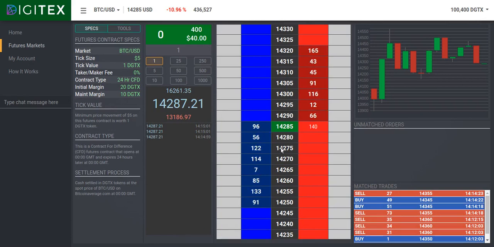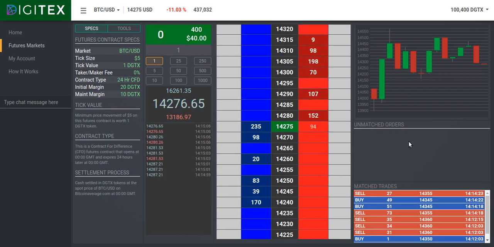And that's it. A nice, quick, simple introduction to the Digitex Futures Exchange. We've got the Bitcoin futures market, the Ethereum futures market, and the Litecoin futures market.